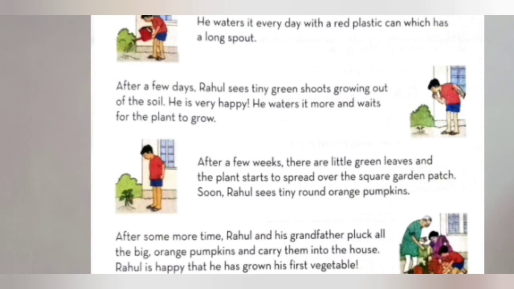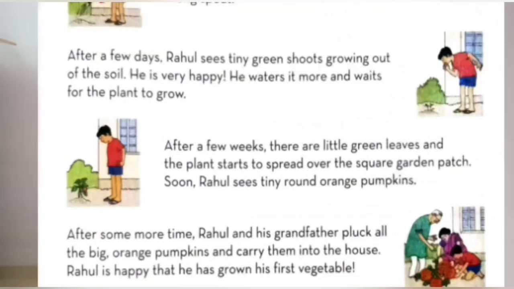After a few days, Rahul sees tiny green shoots growing out of the soil. He is very happy. He waters it more and waits for the plant to grow. So you read it and circle and underline those words as mentioned in the question. After a few weeks, there are little green leaves and the plant starts to spread over the square garden patch. Soon, Rahul sees tiny round orange pumpkins.